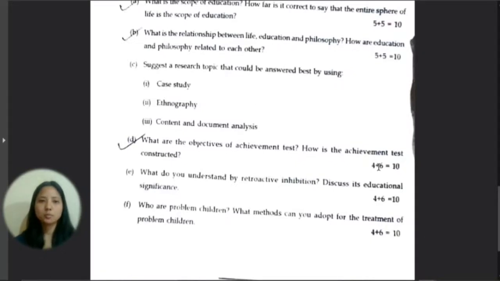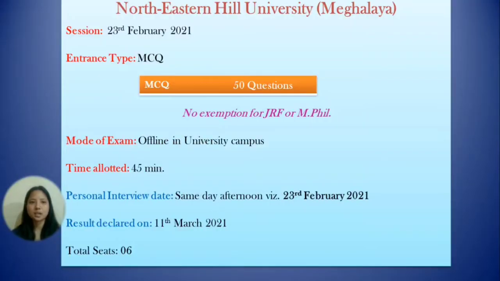Now we will move on to the entrance pattern in North Eastern Hill University, which is a central university in the state of Meghalaya. The PhD entrance for education for the session 2020 to 2021 was carried out on 23rd February 2021, and the entrance type was MCQ. There were no descriptive questions in NEHU.